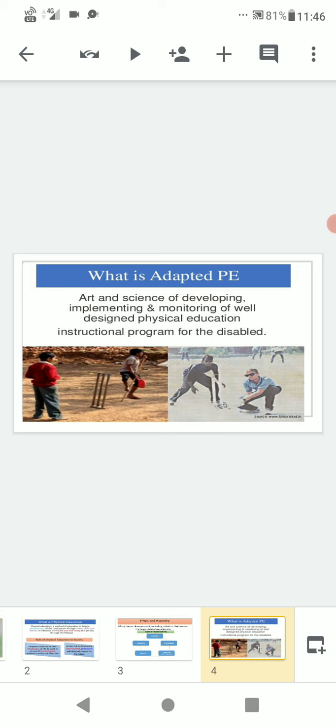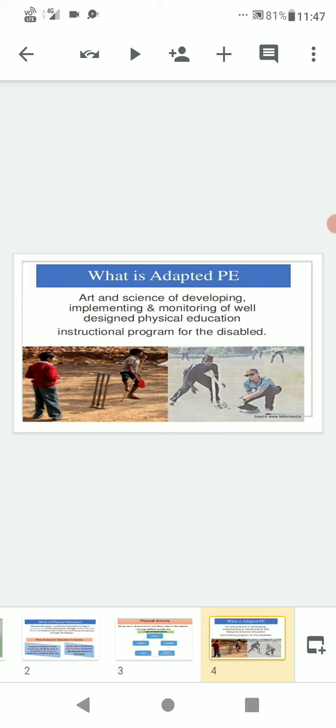Now, adapted or adaptive physical education is a subdiscipline of physical education. It is an individualized program developed for students who require a specially designed program of physical education. The program of adapted or adaptive physical education involves physical fitness, motor fitness, fundamental motor skills and patterns, aquatic skills, dance skills, individual and group games and sports.